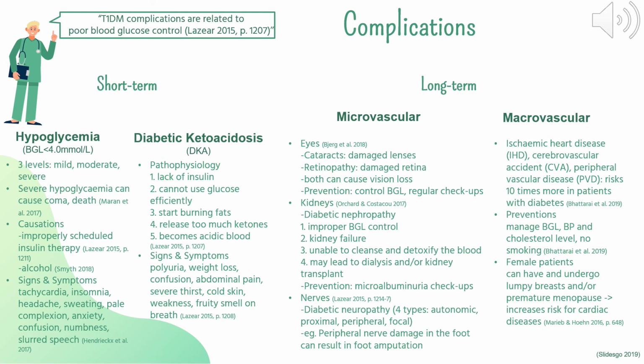Moreover, females with type 1 diabetes tend to have lumpy breasts and to undergo premature menopause, which increases their risk for cardiac problems.